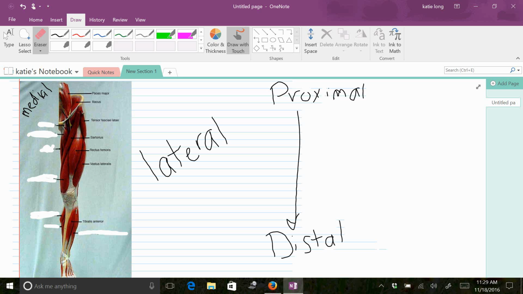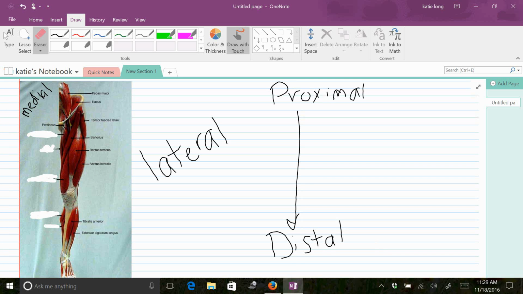Extensor digitorum longus is next. So extensor is referring to extending or straightening the limb, and digitorum is referring to the digits or your toes. So now we're going to head medial and back up proximal. And we first have the pectineus. I erased a little bit of the medial there, sorry, pectineus there.